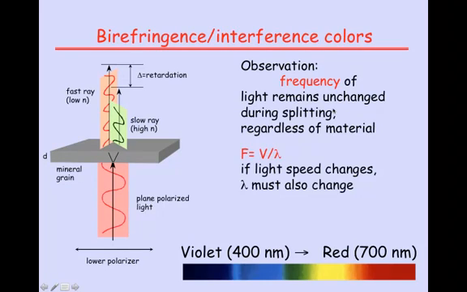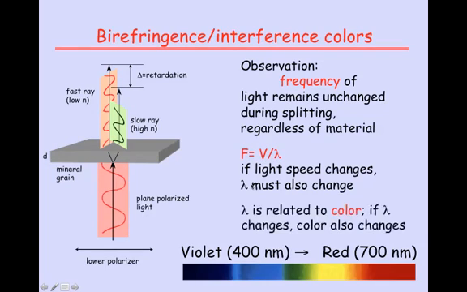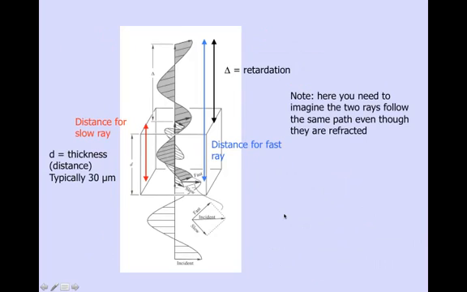So, the frequency of the light remains unchanged when you split the light into a slow ray and a fast ray. This frequency is related to the speed of the light divided by the wavelength. And the wavelength is related to the color that you're seeing. If the wavelength changes, the color also changes.